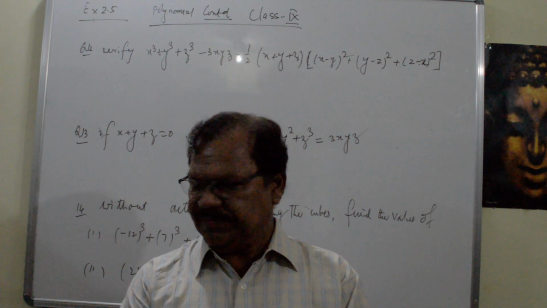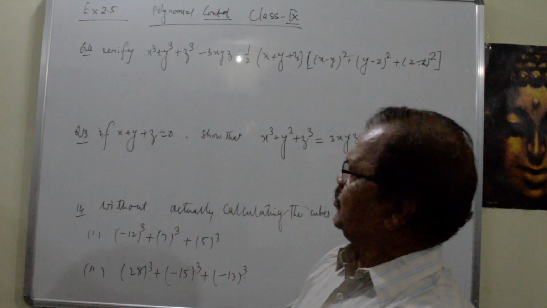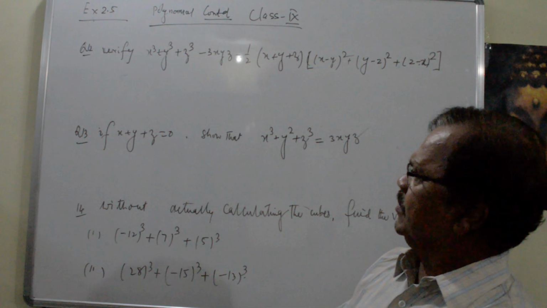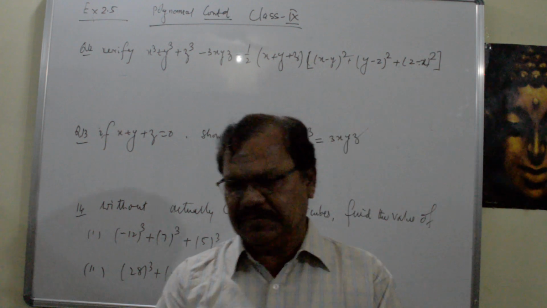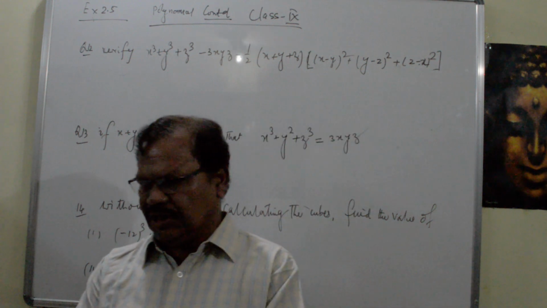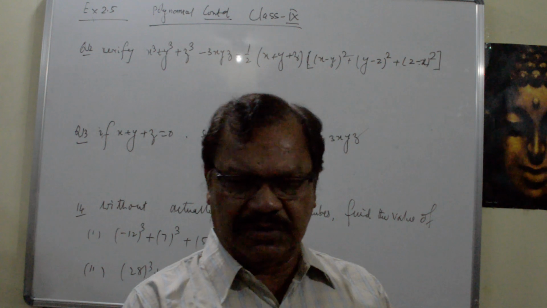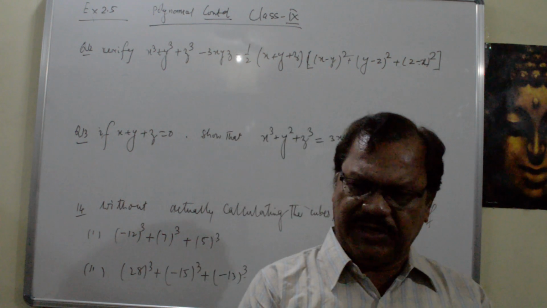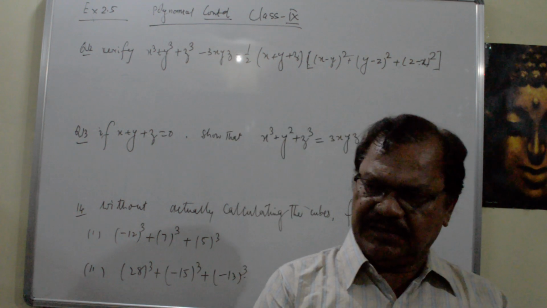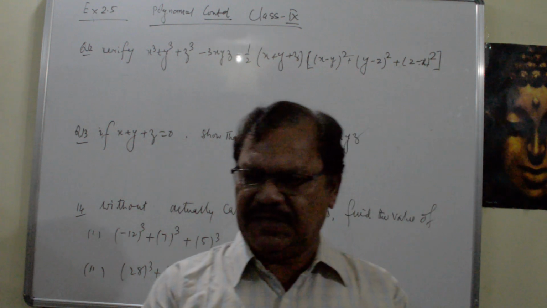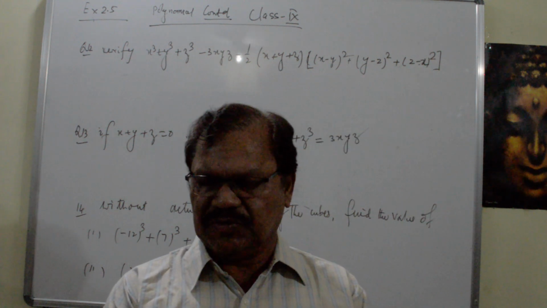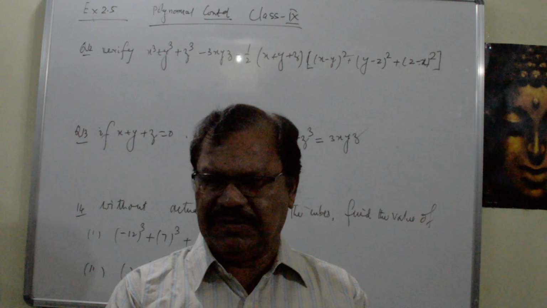Well, let us see the remaining questions of exercise 2.5. Here the questions are totally based on the algebraic identities. Once again, I would like to highlight all the formulas that you have already read. The formulas are (a plus b) whole square, simply a square plus 2ab plus b square.